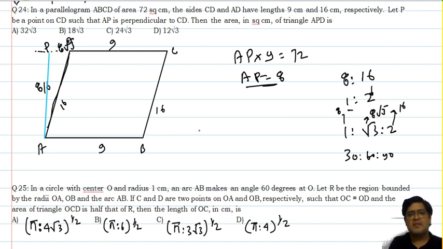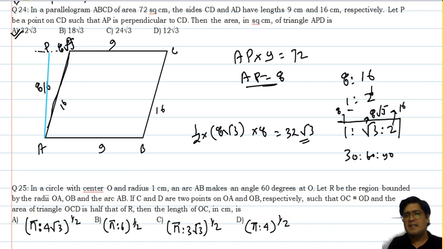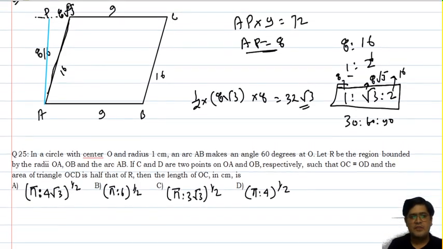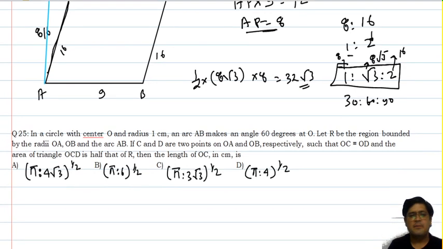So what is the area of the triangle APD? Half of base into height. So 64 root 3 by 2, 32 root 3. See, again, I'm able to come across such ratios again and again. I see the hypotenuse is double of one of the sides. That is 30, 60, 90. Let us try and finish the class sheet in one sitting.